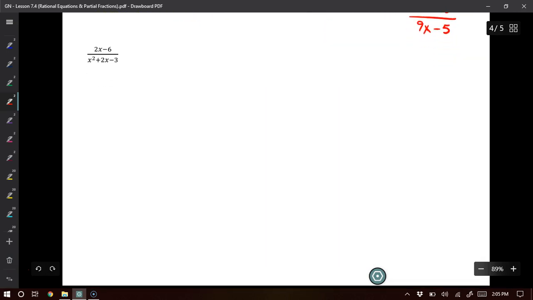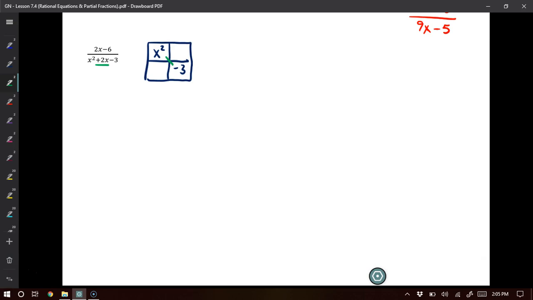So we'll take a look at this one. I'm going to use a shortcut right away to just kind of show you how fast it can be. I'm going to factor the denominator, kind of think of it just like common denominator. The x squared goes here, the minus 3 goes here, and I want them to add to 2x. So what multiplies to the negative 3x squared and adds to the positive 2x? I'm going to say 3x and negative 1x.